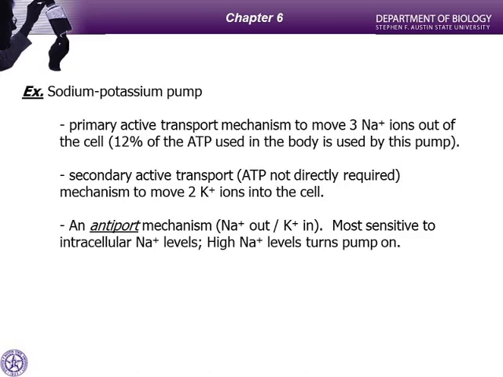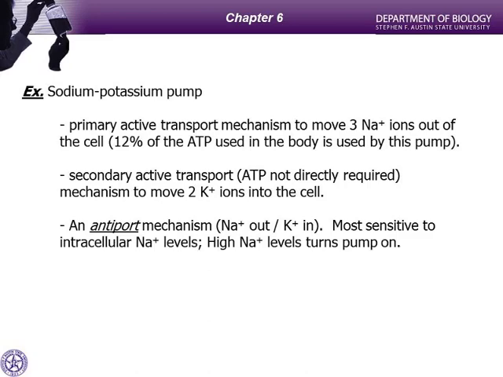Now, the fact that we're moving ions in opposite directions by the same carrier, we can refer to the sodium-potassium pump as an antiport carrier. Anti meaning in opposite directions.